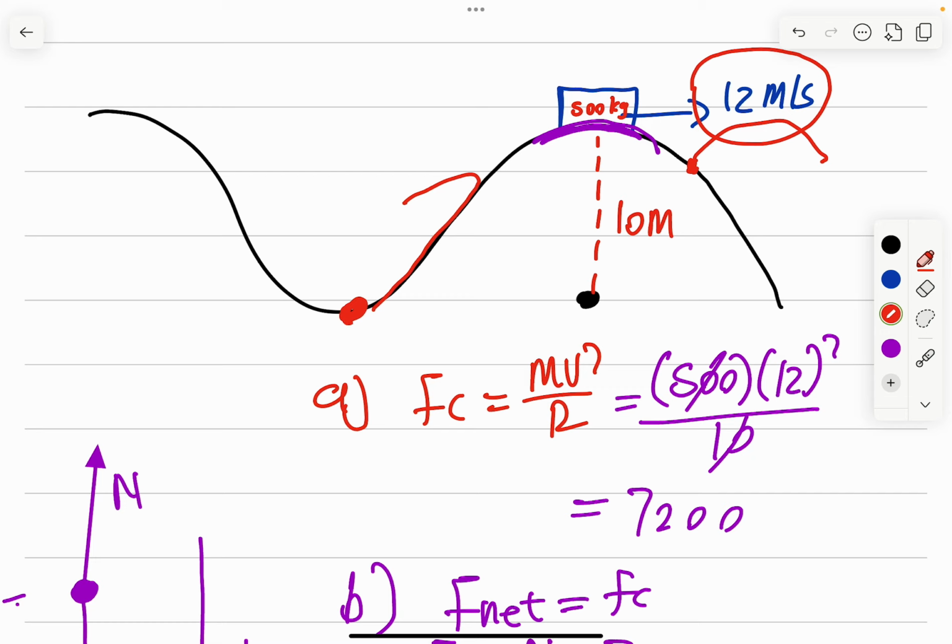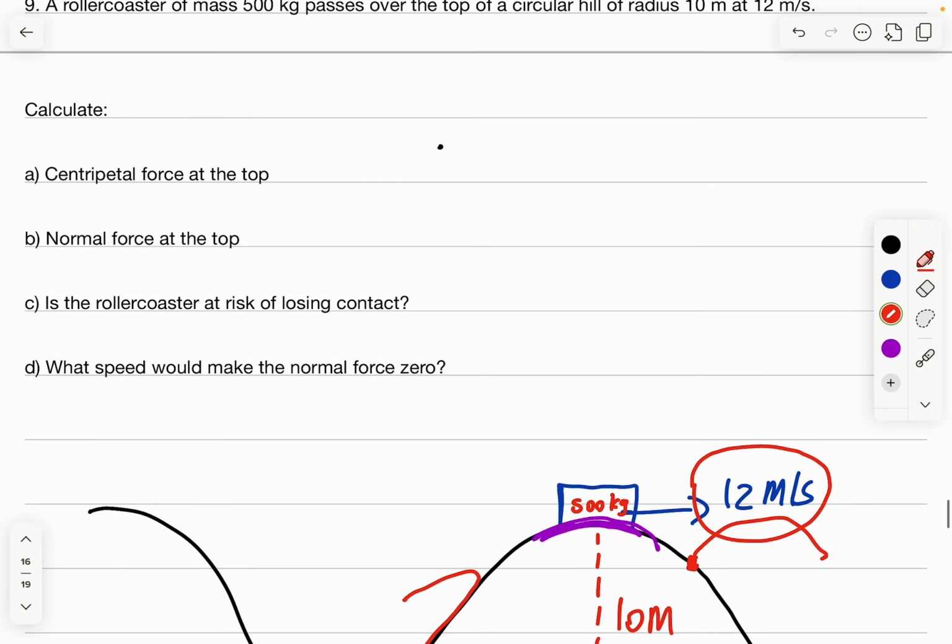Calculate the minimum what? The minimum, what's this thing called? The minimum velocity. But then you can just answer them. You can say, no, it's not at risk. Understand? It's not at risk.